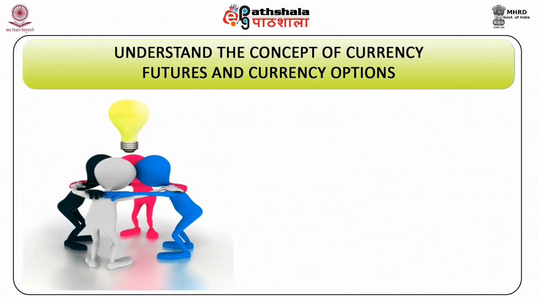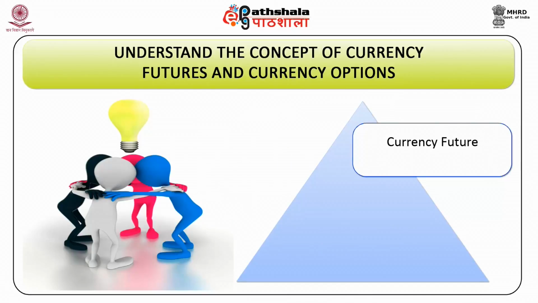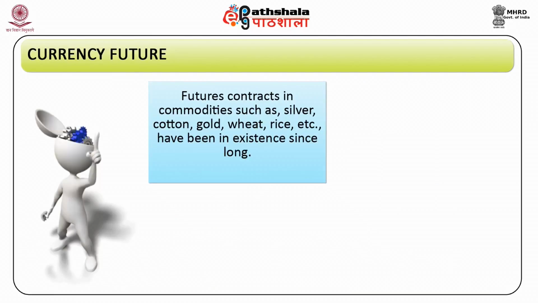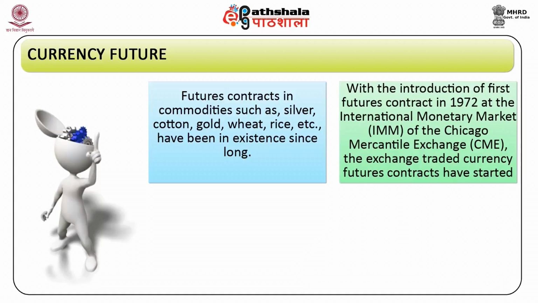Understand the concept of currency futures and currency options. The first one is currency future and the second one is currency option. Currency future. Futures contracts in commodities such as silver, cotton, gold, wheat, rice, etc. have been in existence since long. With the introduction of the first futures contracts in 1972, at the International Monetary Market, that is IMM, of the Chicago Mercantile Exchange or CME, exchange traded currency futures contracts started. Therefore, currency future contracts are of very recent creation.